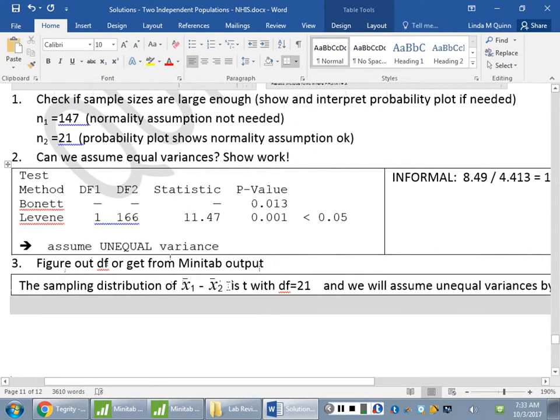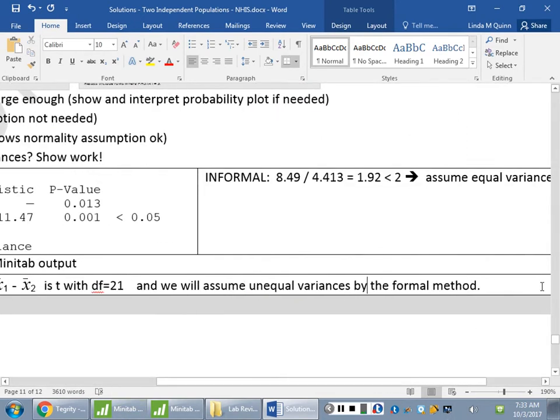Okay, so we'll get our degrees of freedom from the Minitab output. In this case, I know that our sampling distribution is a t. That's what we got from step 1. We're going to assume unequal variances. That's what we got from step 2. We did that by the formal method. Okay, so all we have to figure out later is the degrees of freedom. And we're going to do that once again from the Minitab output. All right, so let's do that.